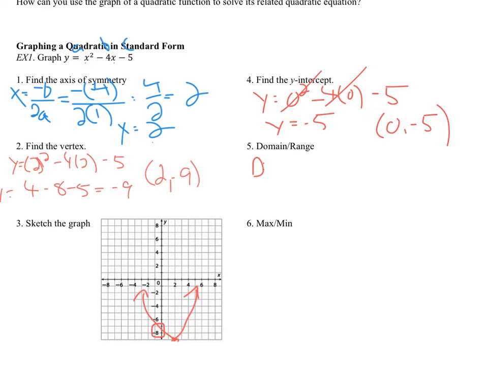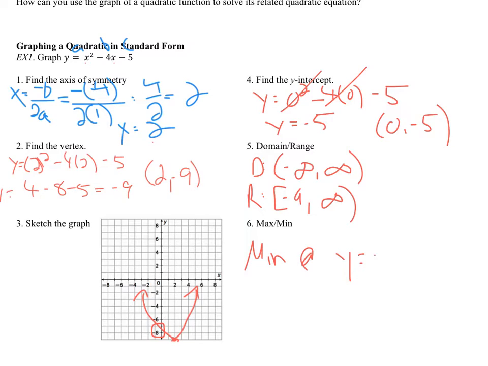Domain: negative infinity to positive infinity. And our range is going to be from our vertex, which is negative 9, and it's going up, so we're going to go to positive infinity, which means we have a minimum at y equals negative 9.